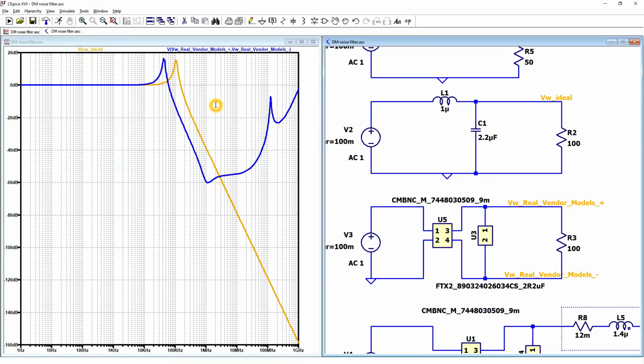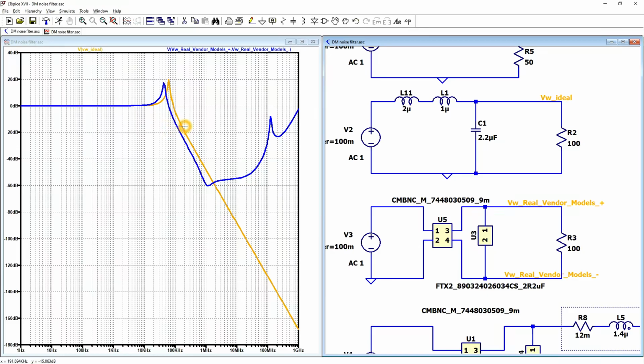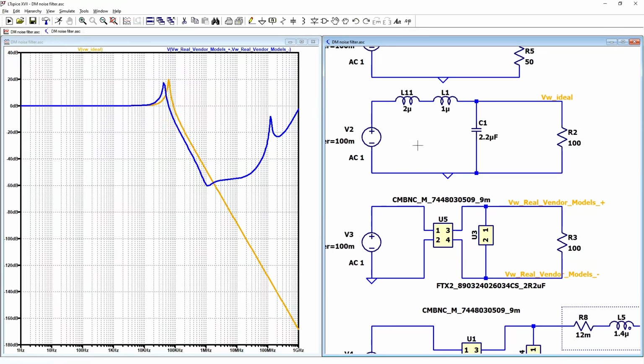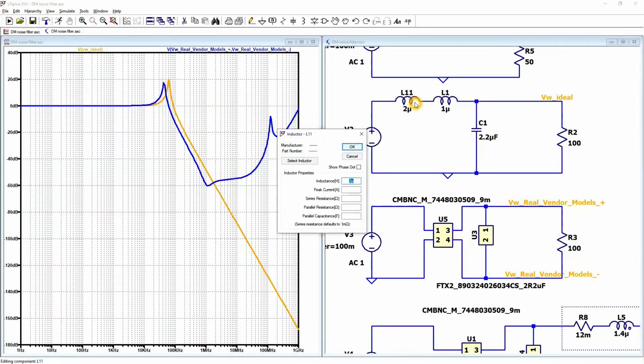And as you can see, we have a mismatch between the graphs and our resonant points. So we can increase the inductance in the ideal model to see how much inductance we need to add and how much differential mode inductance we have in the common mode choke. If we add, for example, 2 microhenries, we can see that we are much closer now. But we can see that it's still not enough. We can add more, for example, up to 6 microhenries.